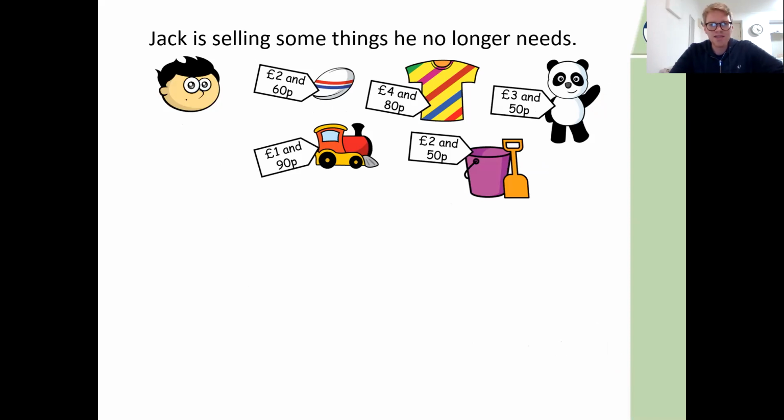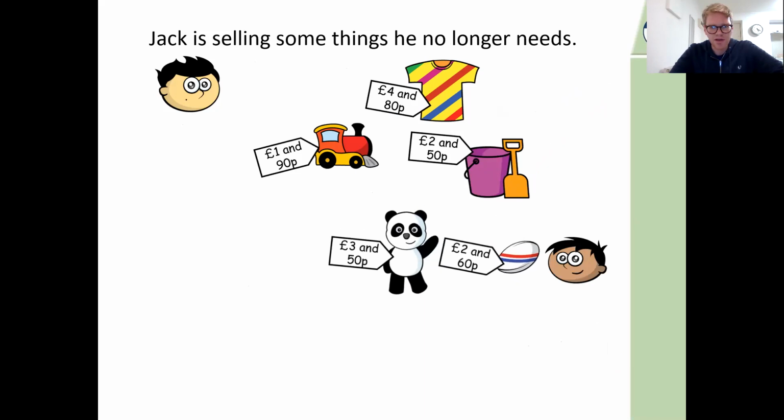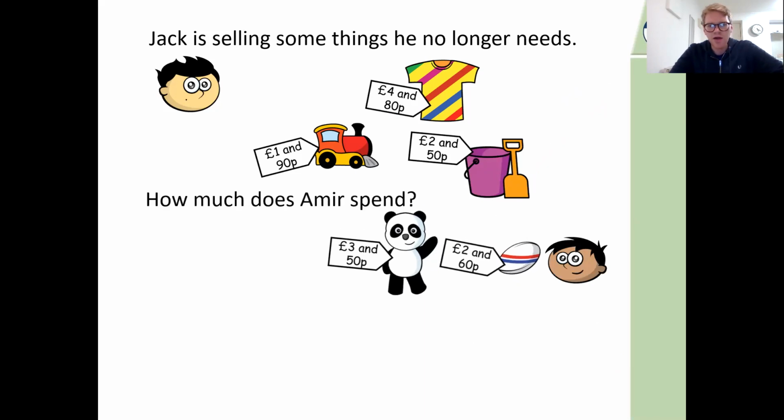Here's Jack selling some things he no longer needs. I don't know why he'd ever get rid of a panda like that, especially for so cheap as well. So here are some different items. So Amir has bought a couple of these items. You see, I knew he'd go for the panda. The panda was the best item there.